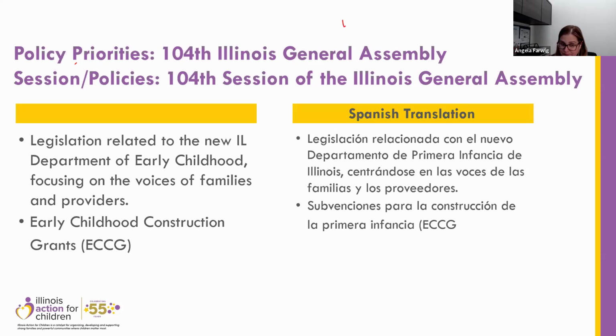The other policy priority I want to mention is early childhood construction grants. Folks may recall that a few years ago, there was money appropriated to support early childhood facilities. There was a process you could apply for this funding, and some of that money was distributed, but we know there's about, I think, $40 million right now that we believe is still part of that program.